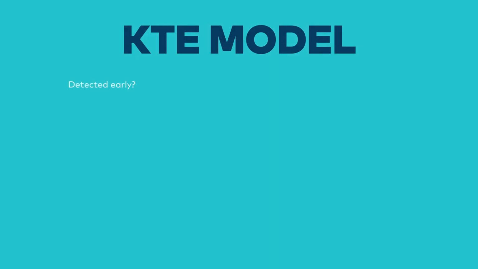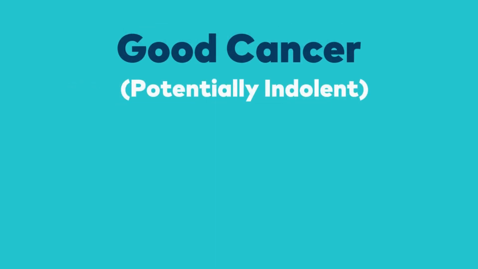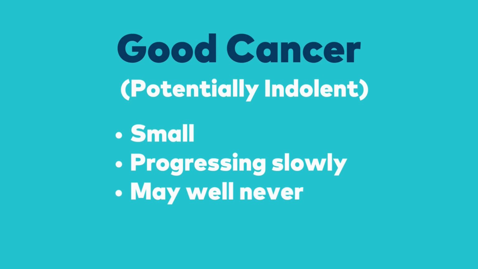Let's start with the class of cancer which has been detected early. Such a cancer might well be indolent. An indolent cancer is one that is small and is progressing so slowly that it is unlikely to ever present a problem. We call this class of cancer good cancers. So a good cancer then is one which is small, progressing slowly, and may well never present a problem.